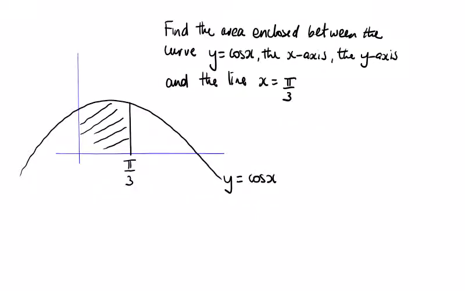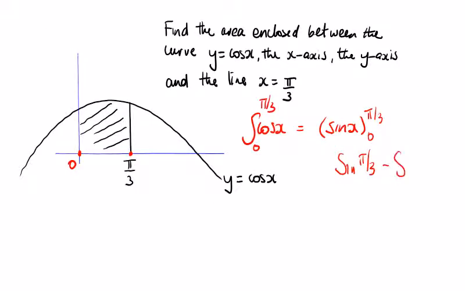In this question, you're asked to find the area enclosed between the curve y is equal to cos x, the x-axis and the y-axis, and the line x is equal to pi over 3, which is the x value along here. So between 0 and pi over 3. So if we integrate cos x between pi over 3 and 0, we get sin x, because if we differentiate sin x, we get cos x. So between pi over 3 and 0, we're going to get the sine of pi over 3, which is sine of 60, minus the sine of 0, which is 0. Sine of 60 is root 3 over 2. Sine of 0 is 0.